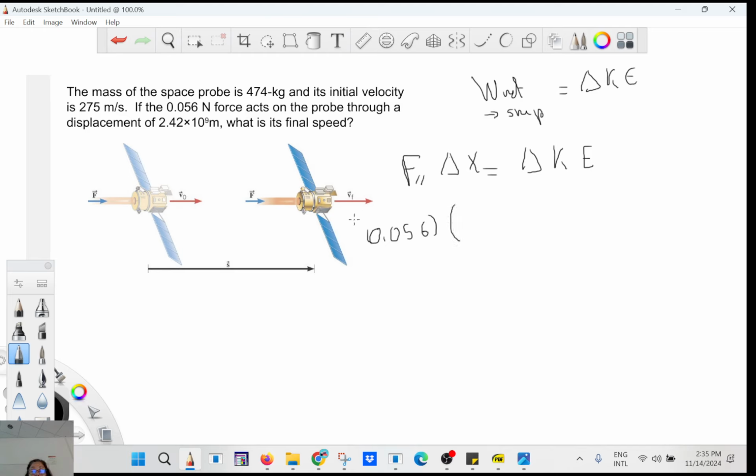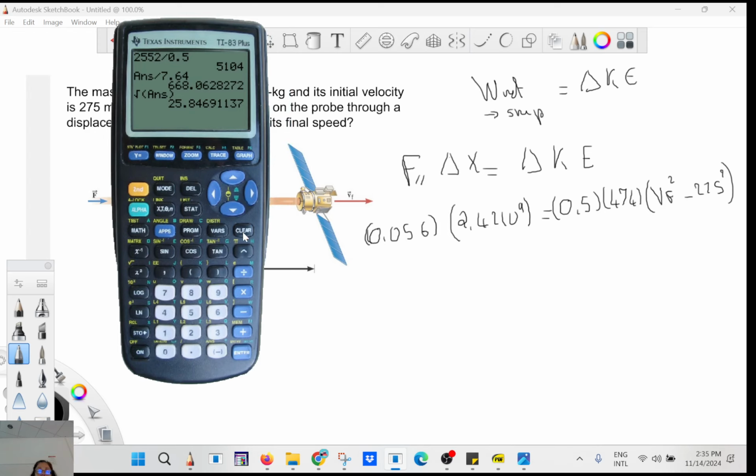So delta x is the displacement, which is 2.42 times 10 to the 9, equals the change in kinetic energy, so that will be 0.5. And what's the mass? 474. The final, that's what you want to find, minus initial. Isn't it? Okay.